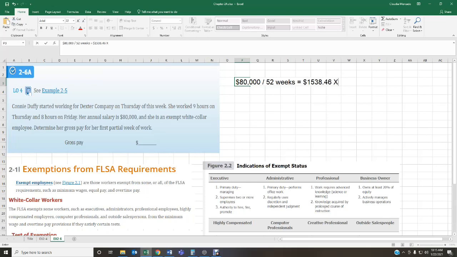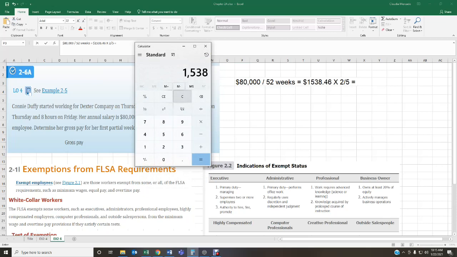1538.46, and then I'm going to divide that. How many days did she work that week? Well, it says here that she worked on Thursday 9 hours and on Friday 8 hours. So she worked 2 out of 5 days. And I really don't care the number of hours that she worked. Why? Because she's exempt. So she can work as many hours as she wants, 8, 9, 10, 15, 20. It doesn't really matter. I know that she worked 2 days. So I'm going to pay her for 2 out of 5 days. So I'm going to get the 1538.46 and multiply it by 2 over 5. And that's going to give me $615 with 38 cents.